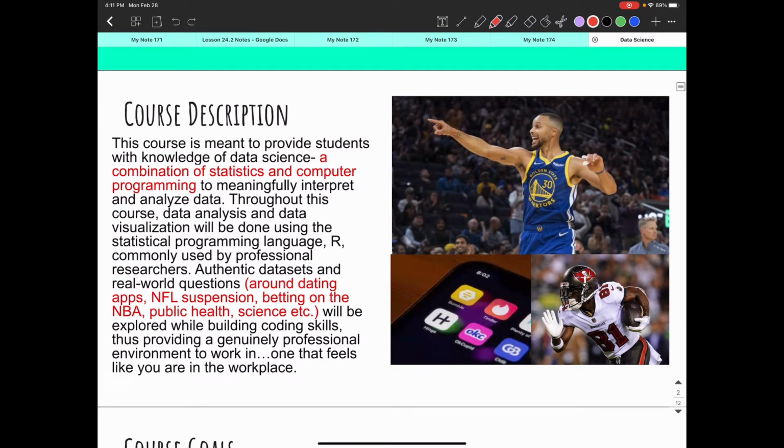This course is meant to provide students with knowledge of data science, a combination of statistics and computer programming, to meaningfully interpret and analyze data. Throughout this course, data analysis and data visualization will be done using the statistical programming language R, which is commonly used by professional researchers. Authentic data sets and real-world questions around dating apps, NFL suspension, betting on the NBA, public health, science experiments, and other things will be explored while building coding skills, thus providing a genuinely professional environment to work in, one that feels like you're in the workplace and not in a classroom.